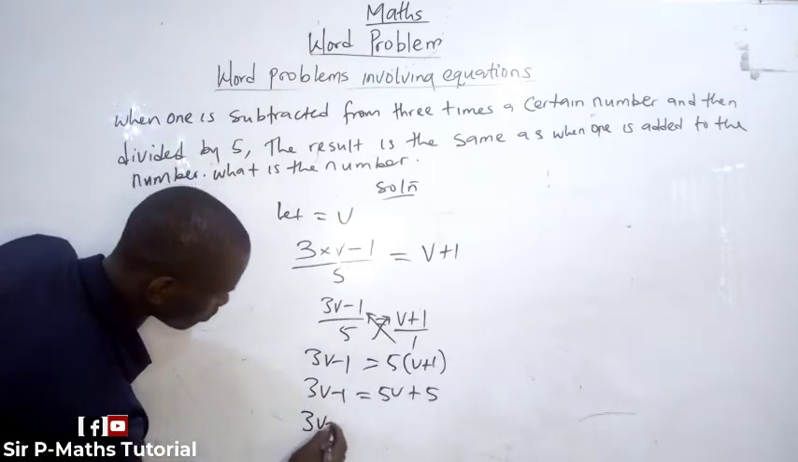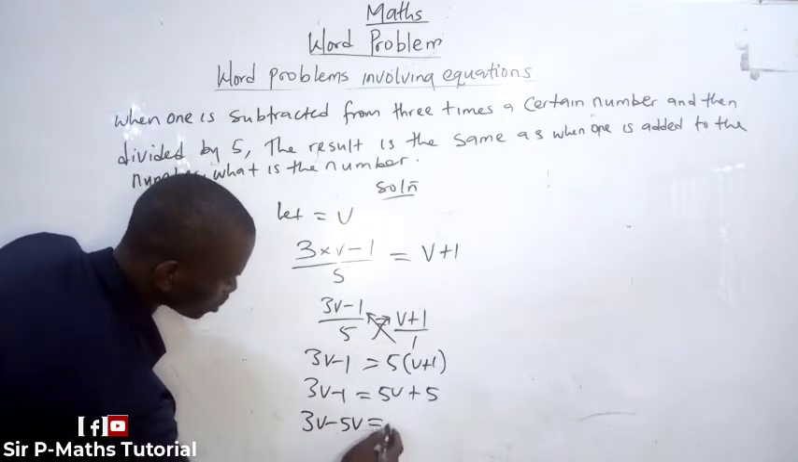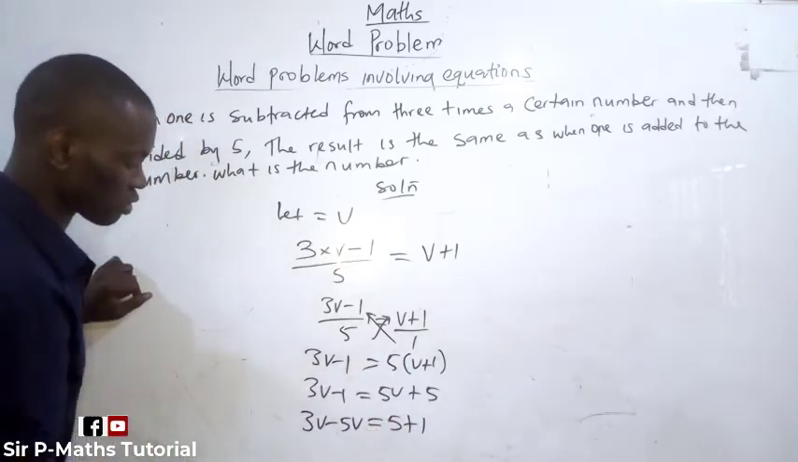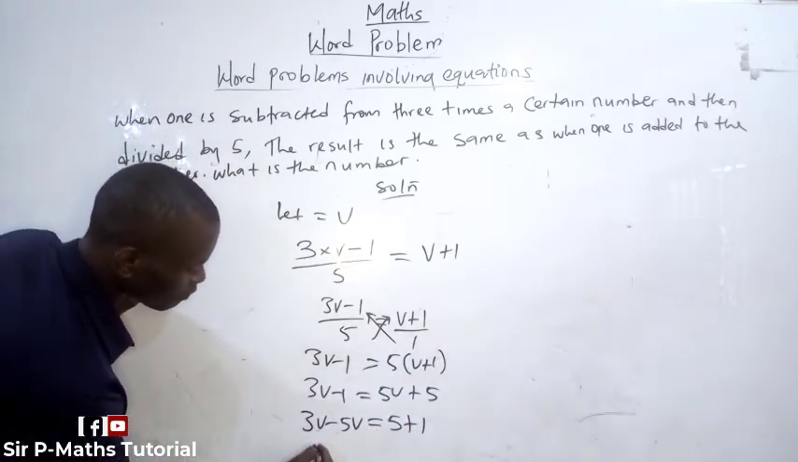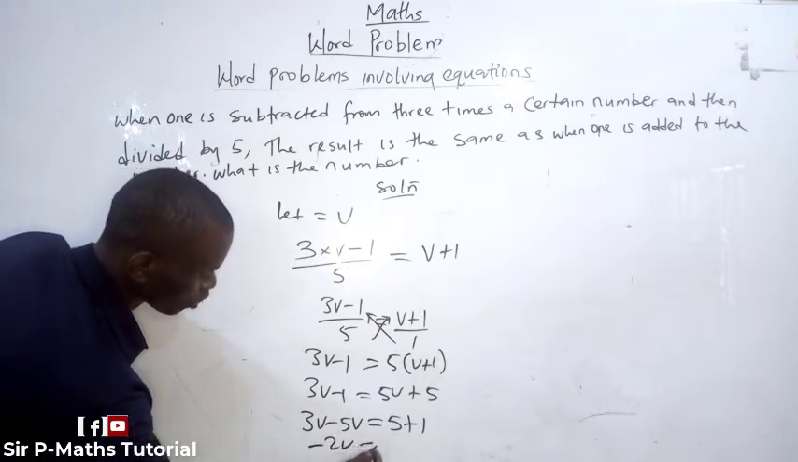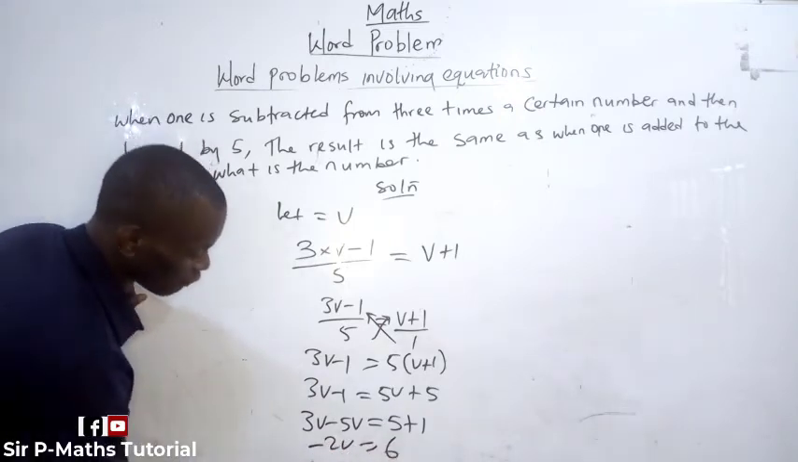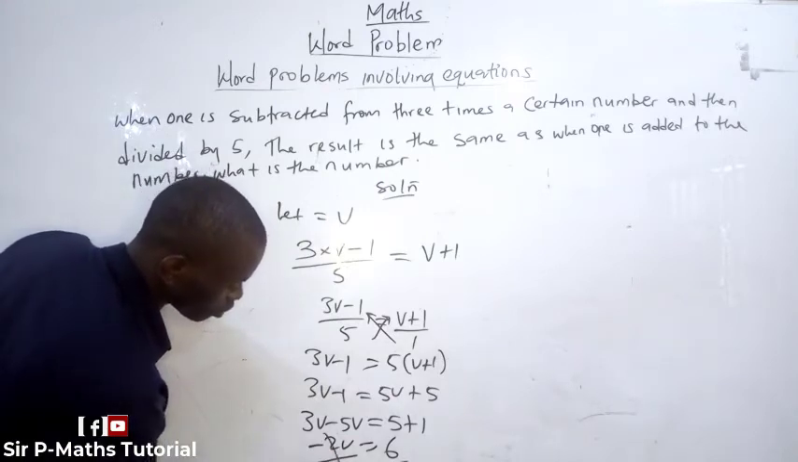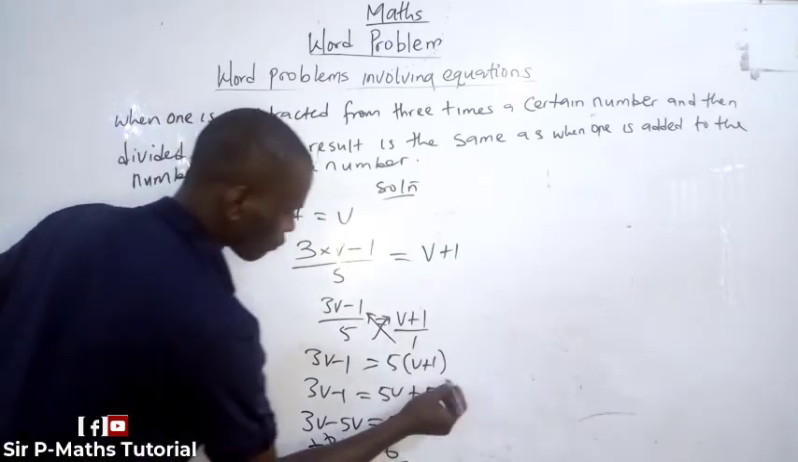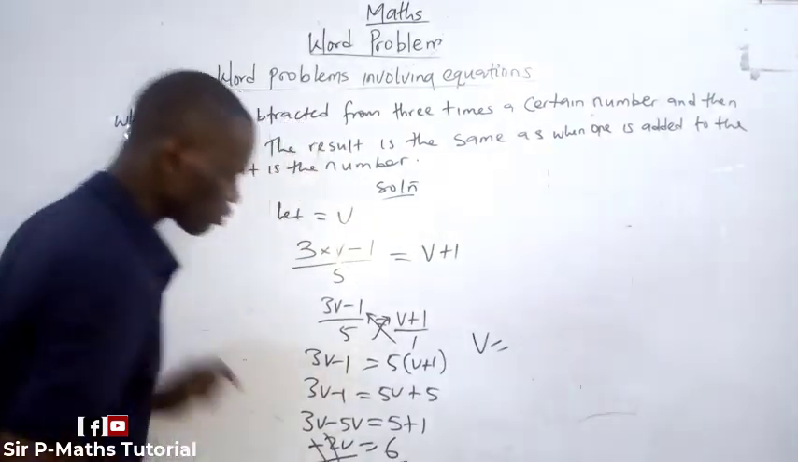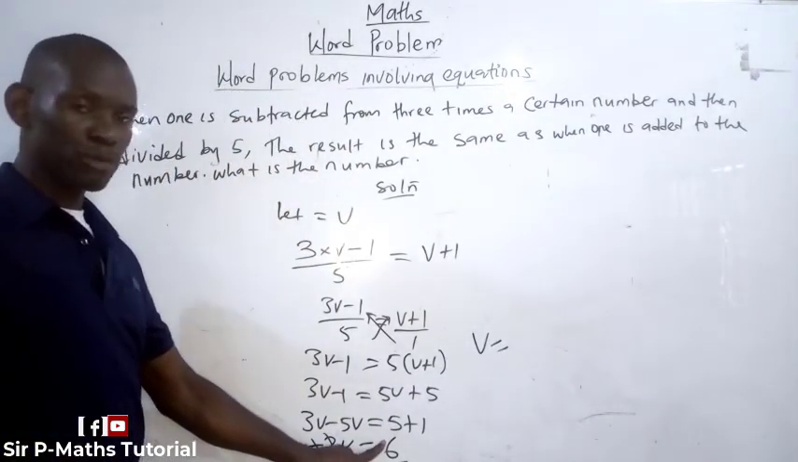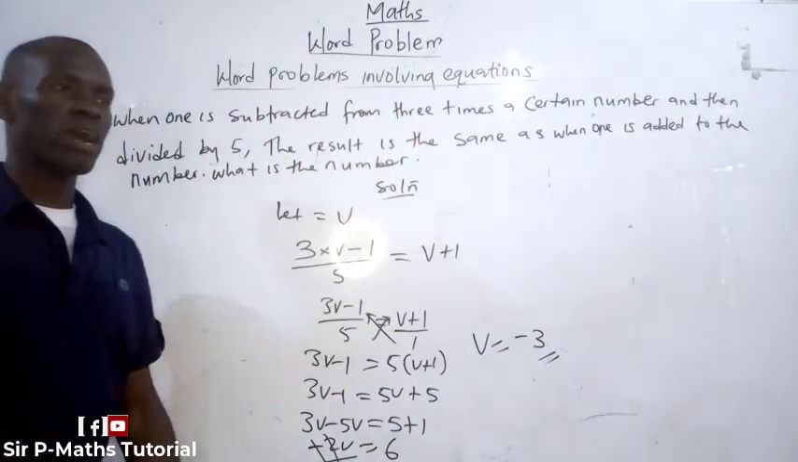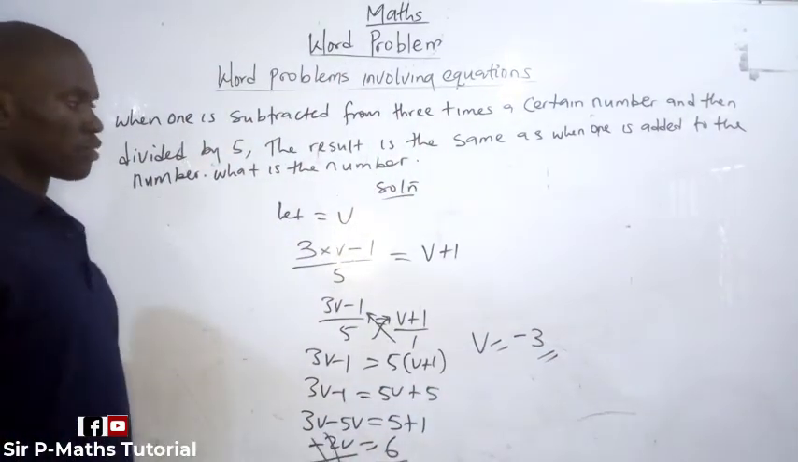Therefore, I have 3v minus 5v is equal to 5 plus 1. If 1 crosses, it becomes plus. 3v minus 5v will give me minus 2v equal to 6. Therefore, we divide by minus 2. Minus 2 will cancel minus 2. Therefore, I will have v equal to, a positive number divided by a negative number makes the outcome negative. So I will have my v to be minus 3.